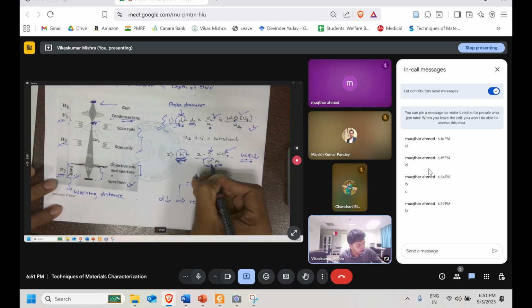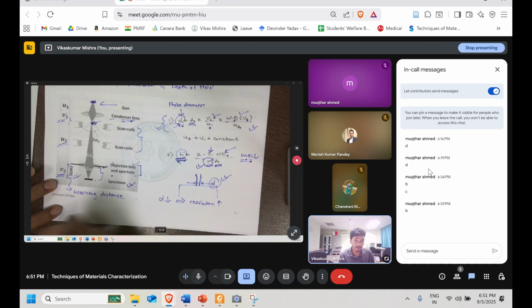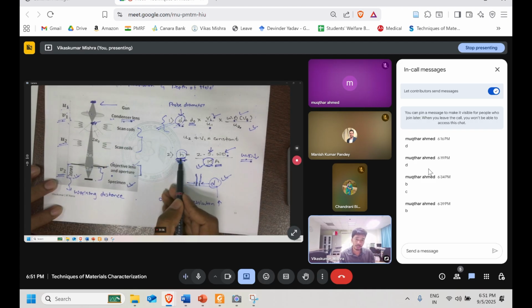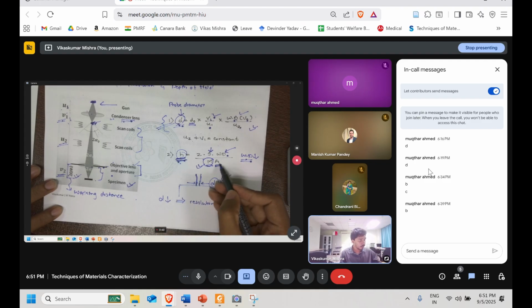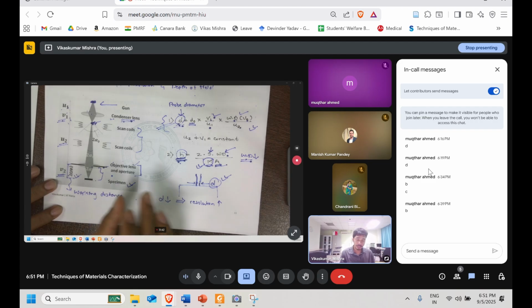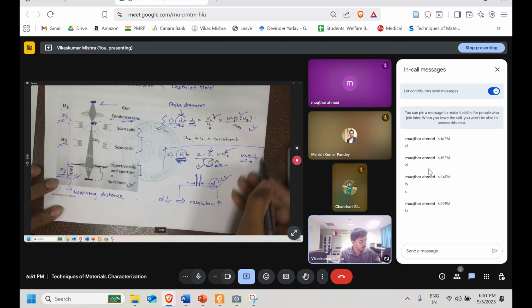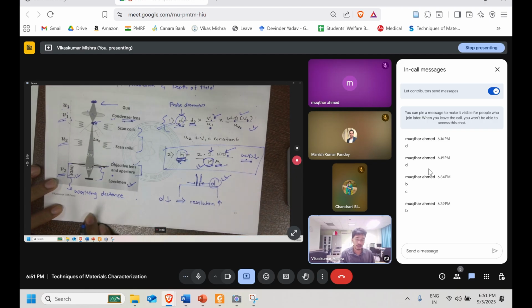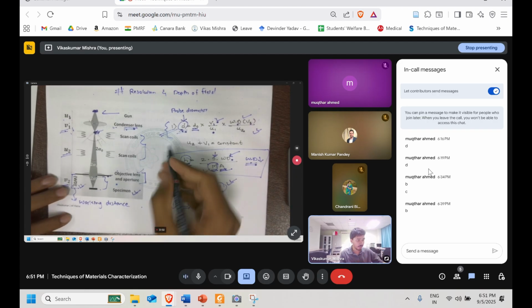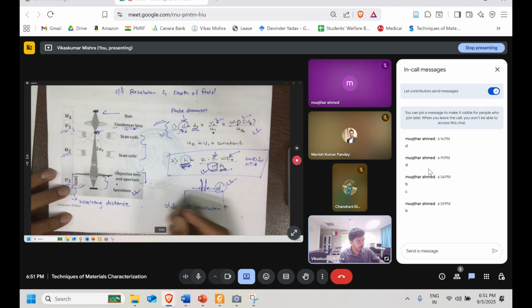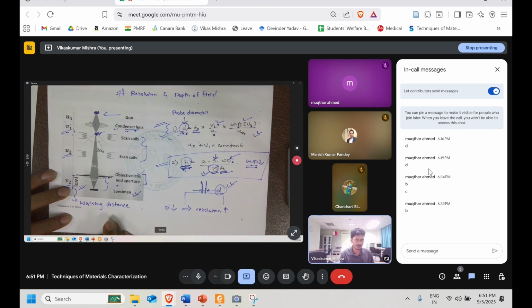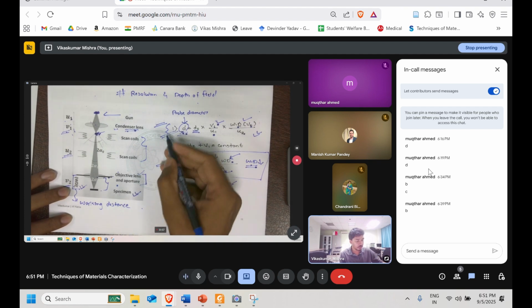Magnification is also a factor. If you need more magnification and you keep on increasing it, in that case, again, the depth of field will decrease. Aperture area: if the aperture diameter is increasing, depth of field will decrease. So we can remember these things entirely, based on what we have learned about depth of field and resolution.